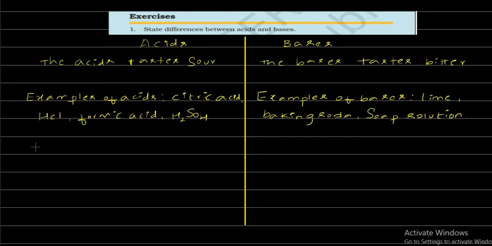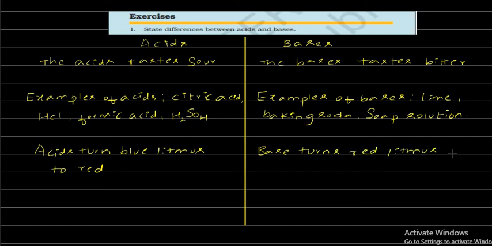How the acids will react with the litmus paper? Acids turn blue litmus paper red, correct? And whereas the base turns red litmus to blue, right? So this is also one of the differences between acid and base. And how it will react with turmeric and China rose, we need to write.